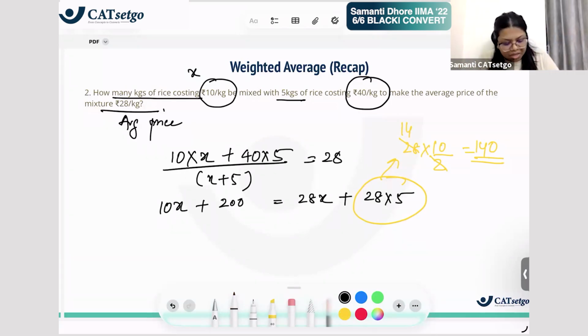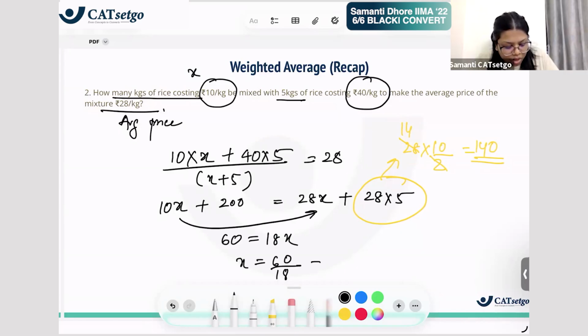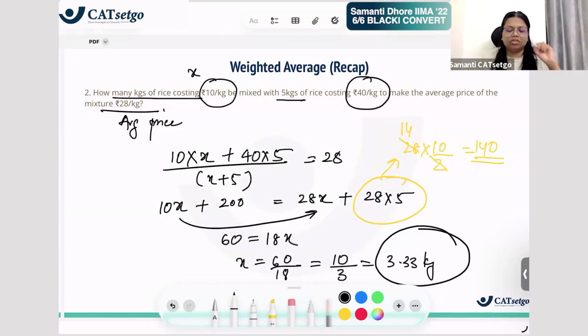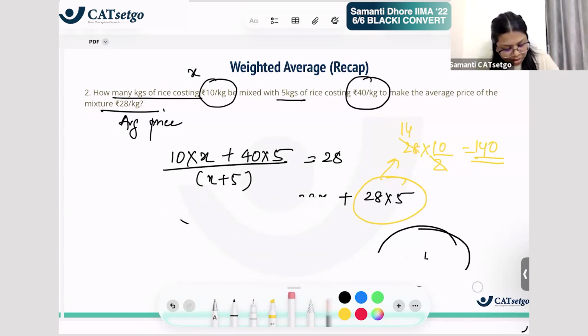So this came to 140. Again simplify: 140 minus 200 gives 60 is equal to 18x, so x is equal to 60 by 18, which comes to 10 by 3, which is 3.33 kg. So this is your answer, right? What's the second way to solve it? The second way to solve it will be, let me erase this and tell you.